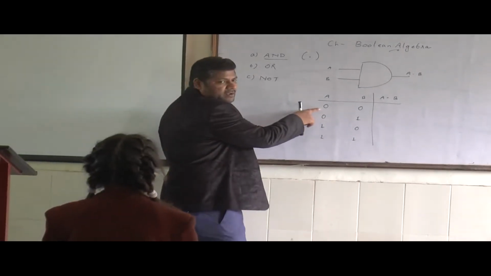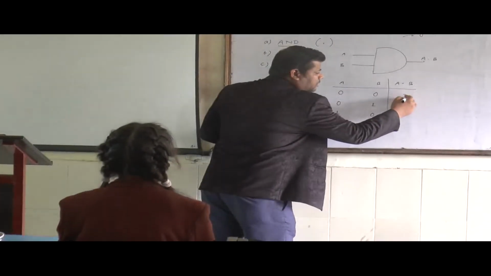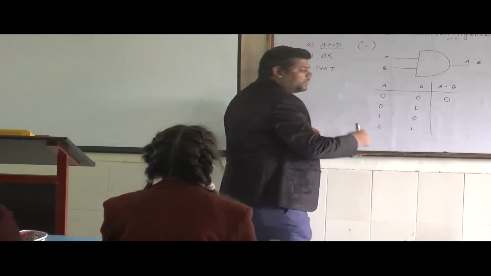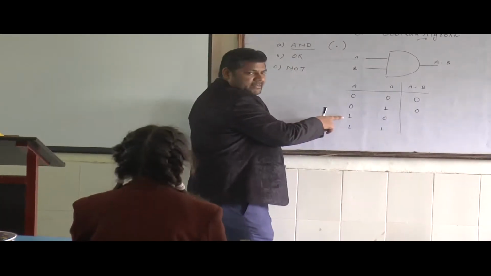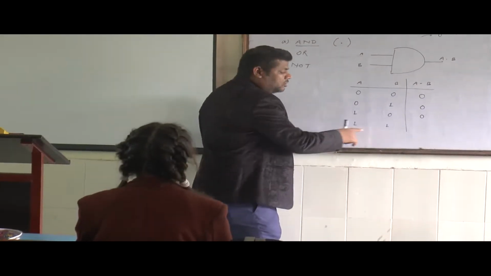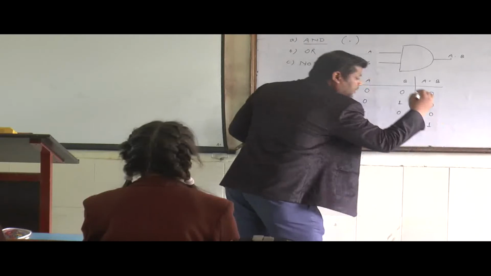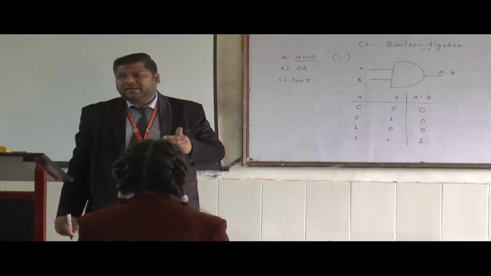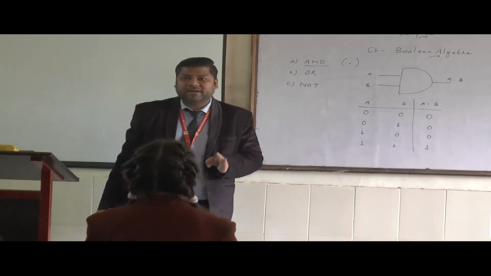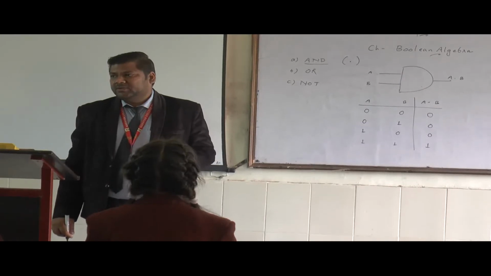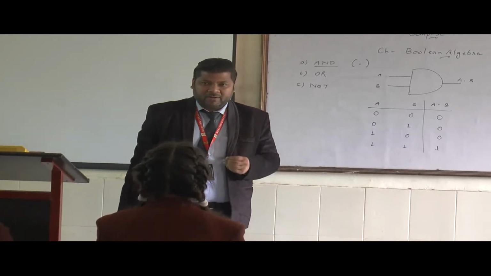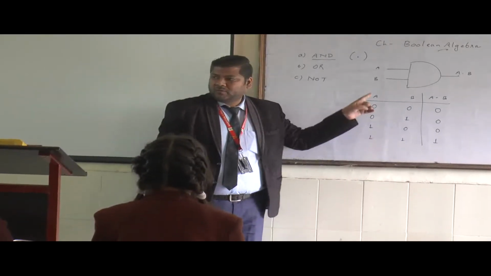In this case, both inputs are 0, therefore the output will be 0. In this case, one input is low, therefore the output will be 0. In this case also, one input is low, therefore the output will be 0. And in this case, both inputs are high, therefore 1 will be produced. So this is the tabular representation of the truth table of the AND gate. Again, remember that AND is a binary gate, so at least 2 inputs should be there. The output will be 1 when all the inputs are high, otherwise 0 will be produced.